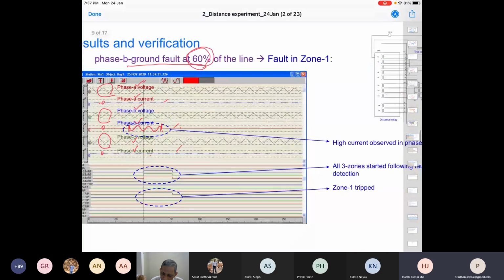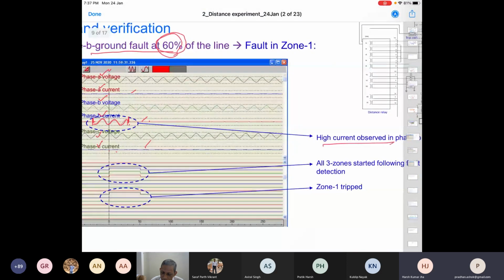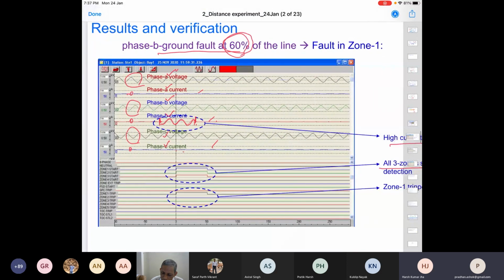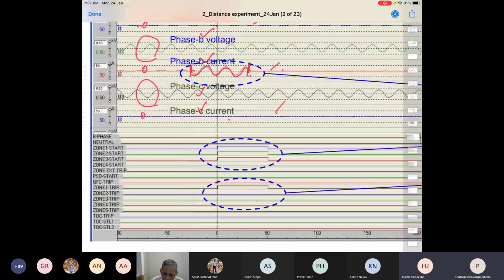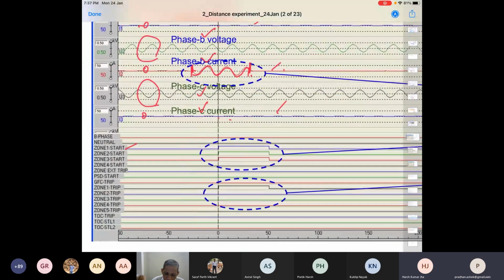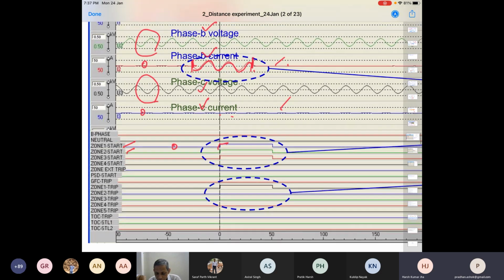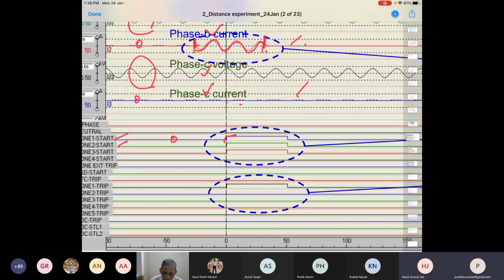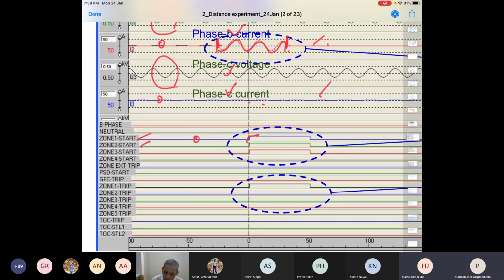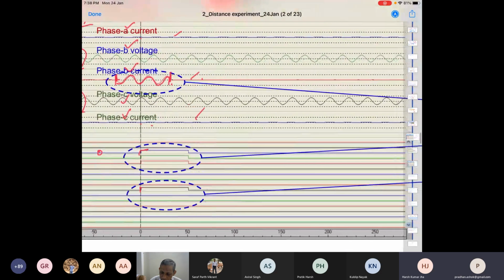So the conclusion is that high current is observed in phase B, and all three zones started. Now you see here, these are nothing but the trip circuits: zone 1 start, zone 3 start, and so on. Normally there is 0, no tripping signal, but here it becomes open. If you see the corresponding things, this is also zone 1 tripping. So this is also zone 1 tripping. We can see from here also the trip perspective.